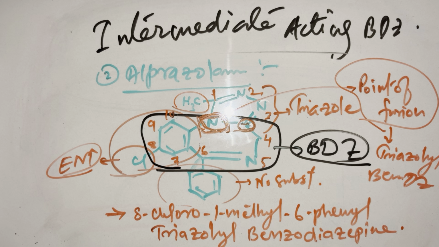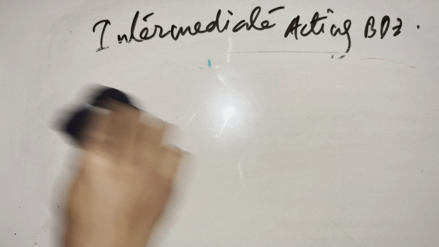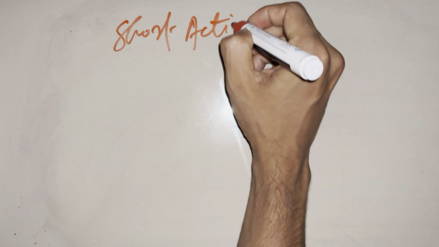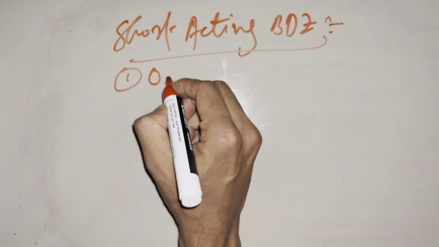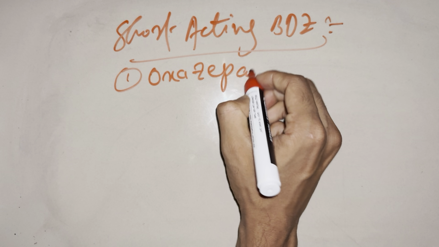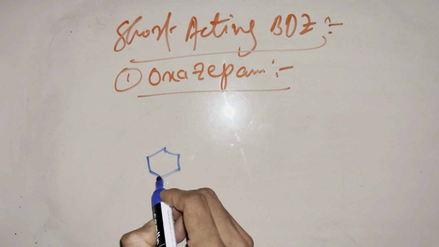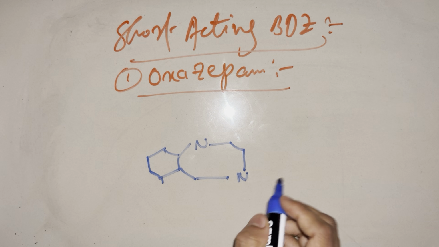Okay. Next, we will see the structure of short-acting benzodiazepines. So what are short-acting benzodiazepines? They are oxazepam and lorazepam. So right here, short-acting benzodiazepines. Number 1 is oxazepam. In this, oxa means oxygen. So oxygen is related to the hydroxy group. So the structure will be, with nitrogen, like this. Yes or no?